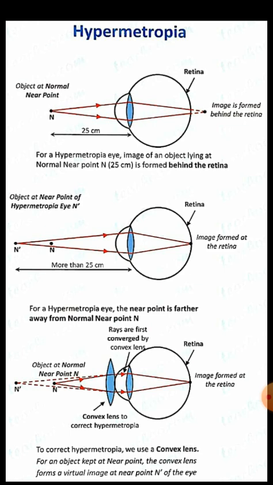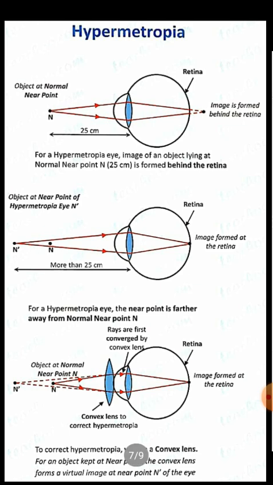Now when we solve problems related to hypermetropia, the object distance u is taken as the near point of the normal eye. The image distance v is taken as the near point of the hypermetropic eye. And even here we have to consider both the object distance u and the image distance v as negative.